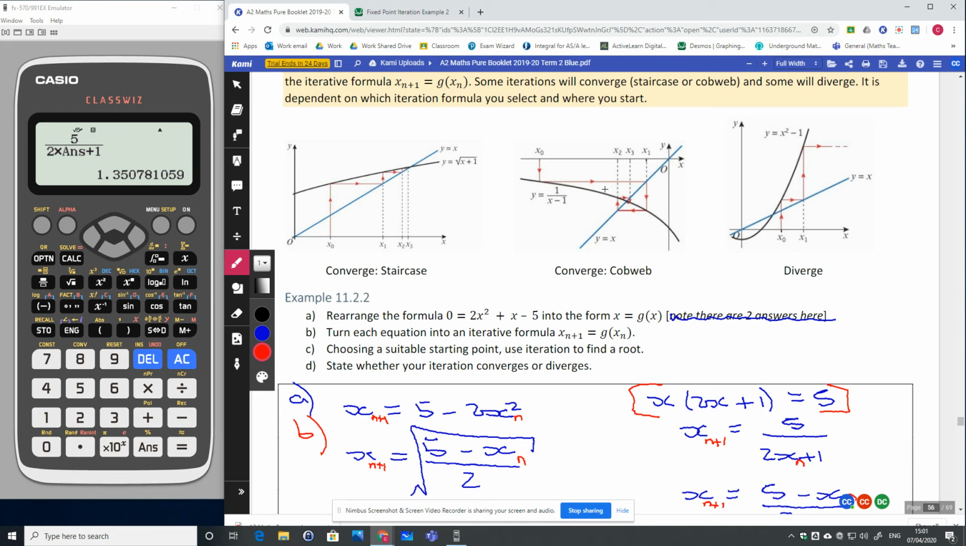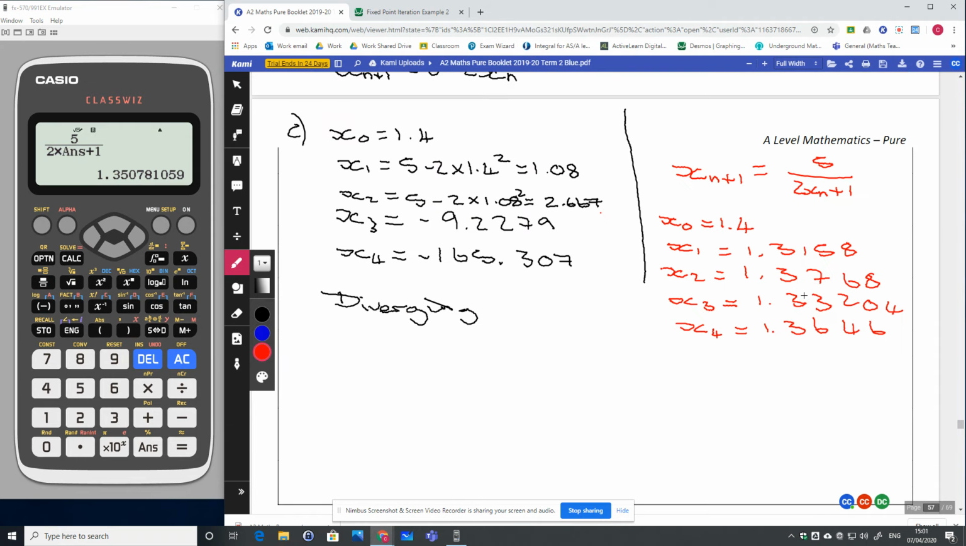If from the diagram you can draw something that's coming inwards, so if we look at the staircase, we're substituting it in, let it equal the next x value, it's getting closer and closer to the root, then you've got something that's converging. If it goes away and you can get a cobweb that spirals outwards, then you've got something that's diverging. So here we had converge, and actually it was a cobweb.